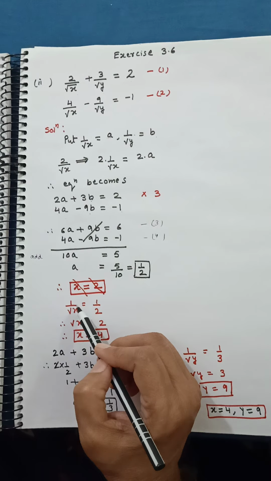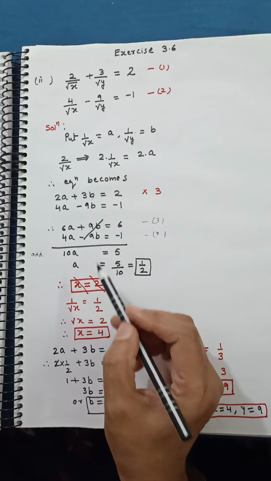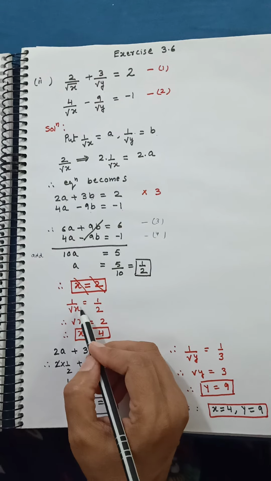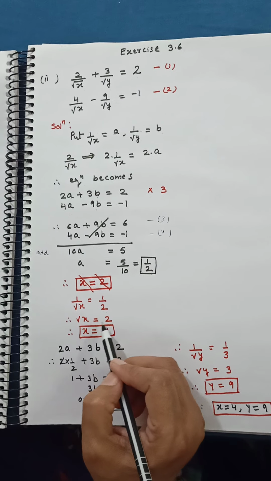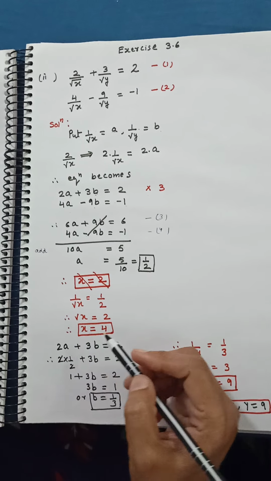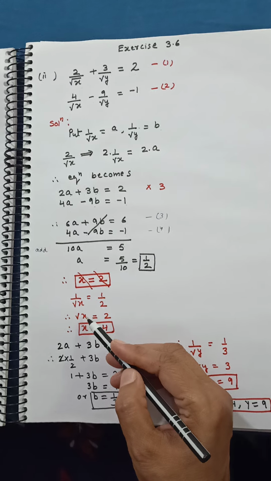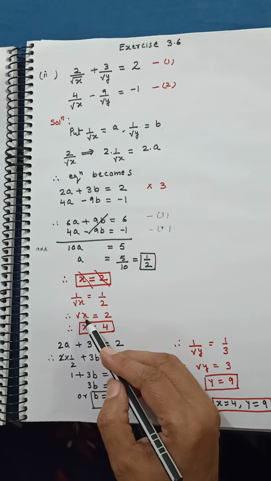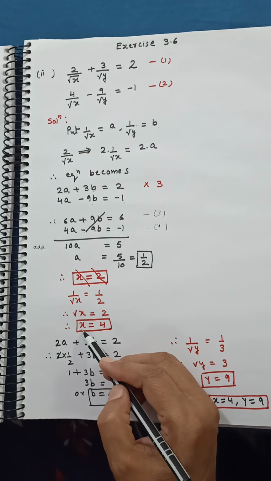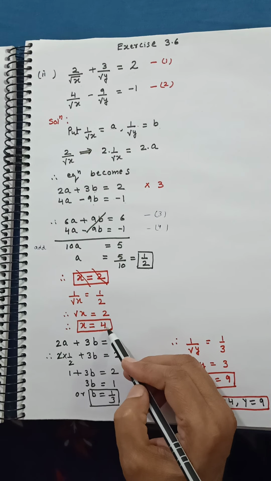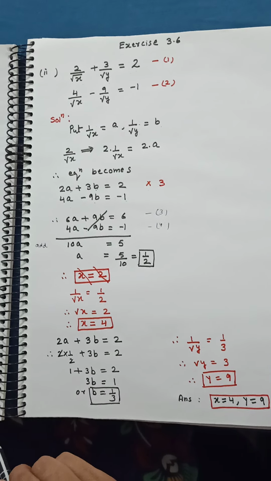What was a? A was 1 by root x. So put 1 by root x is equal to half. Cross multiply. Root x is equal to 2. Your aim is to find x, not root x. So to find x means you have to square it. And you know square of root x is equal to x. Square of 2 it is 4. So x is equal to 4.